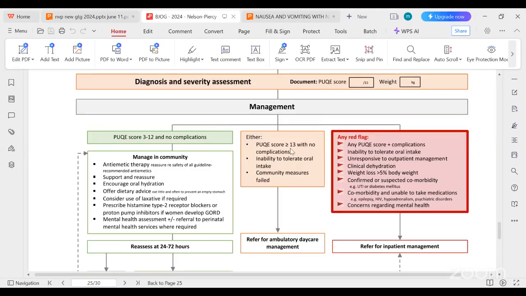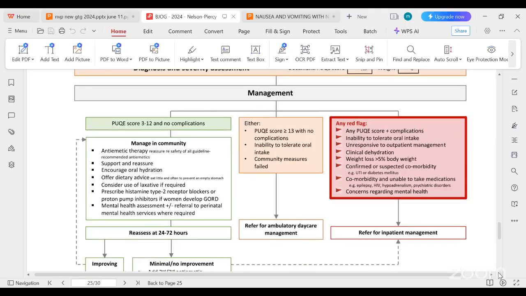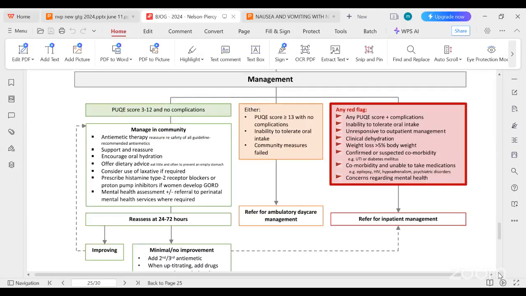So here the score is more than 13, but there are no complications, and the patient is unable to tolerate oral medications. Now we are giving her the ambulatory services. And what are the ambulatory services? I have already explained to you. And if there is any red flag sign, any PUQE score, if the score is 3 but the complication is there, you have to refer for inpatient management.